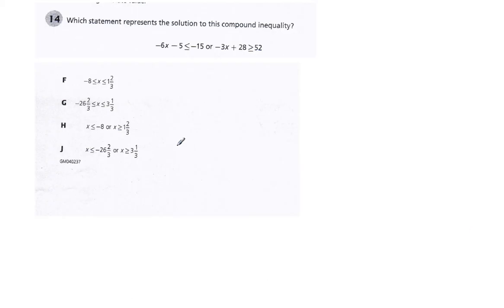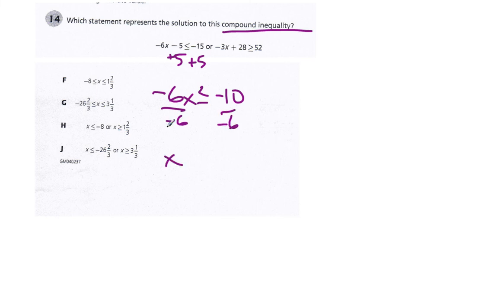Alright, number 14, which one? This one's just kind of a lot of work. So if you get a compound inequality, all that means is you're going to have to solve two different inequalities. So if we solve this left side, we say plus 5 plus 5, we get negative 6x is less than or equal to negative 10. We divide both sides by negative 6. Since we divide by a negative number, we flip the sign. 10 over 6 is the same as 5/3. Negative and negative becomes positive. So there's the left side.